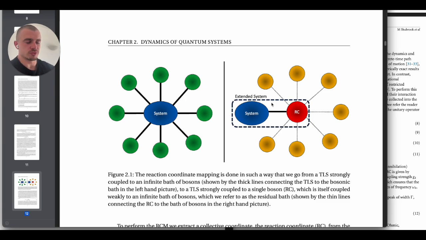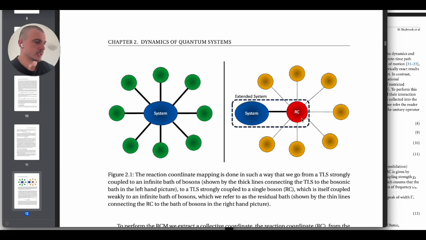Okay, so why is this useful? Well, what we do now is we draw a box around the system and the reaction coordinate, and we refer to this thing as the extended system. Now we derive a master equation for the extended system state. The reason that we can do this is because the extended system is weakly coupled to the residual bath. So therefore we can use perturbation theory there.